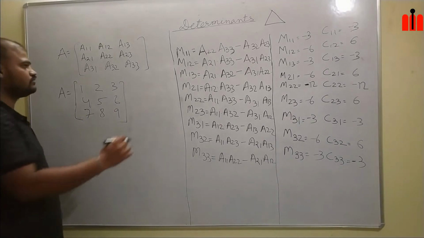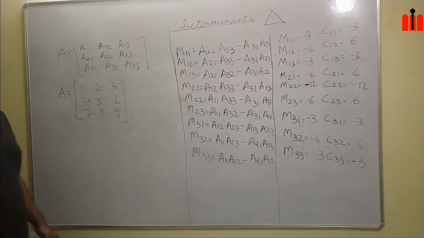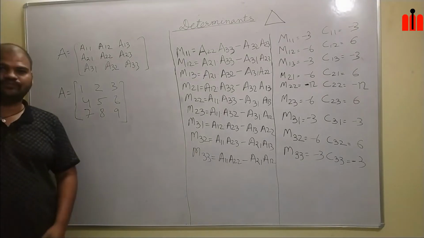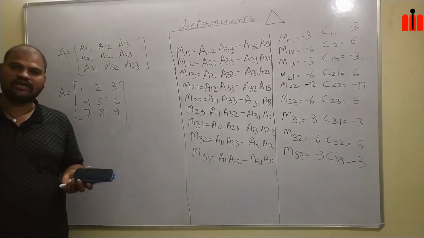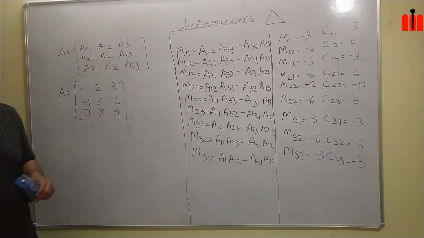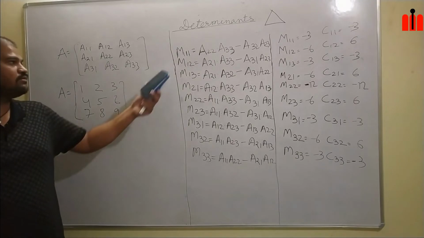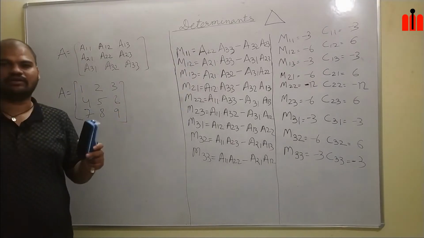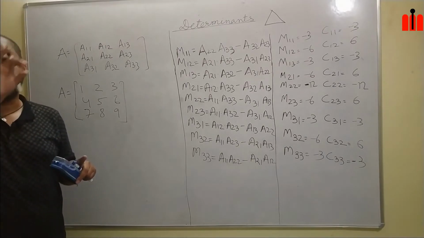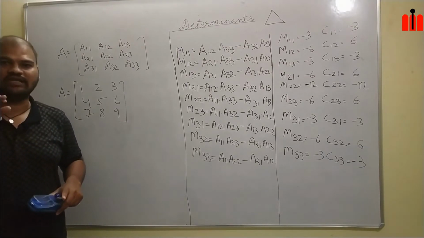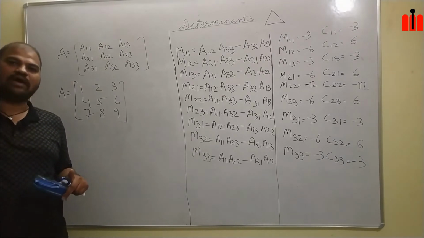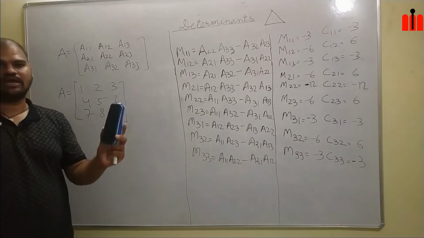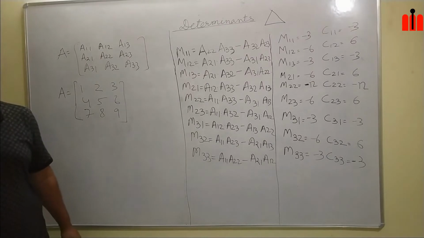Now for a 3 by 3 matrix, how do we find the determinant? For a 2 by 2 matrix, we used the same approach as when we found the minor M11. It is left to right down and left to right up, do the product of the elements and subtract one from the other.